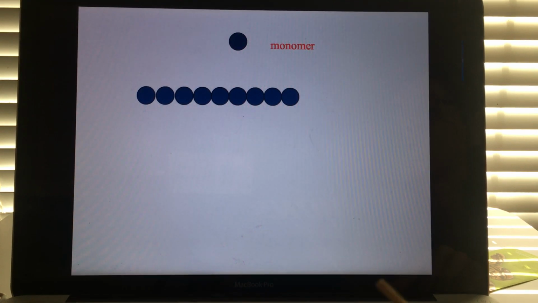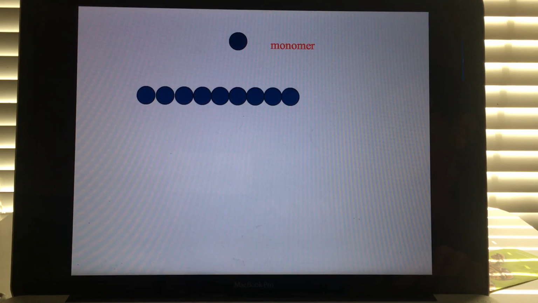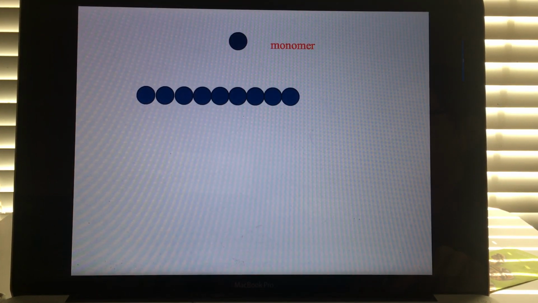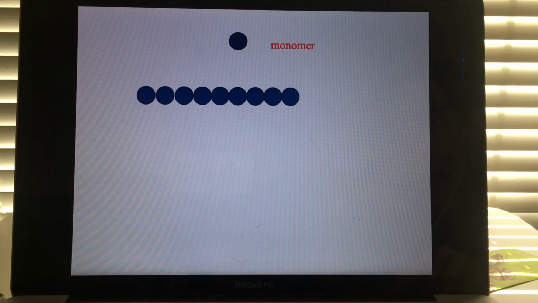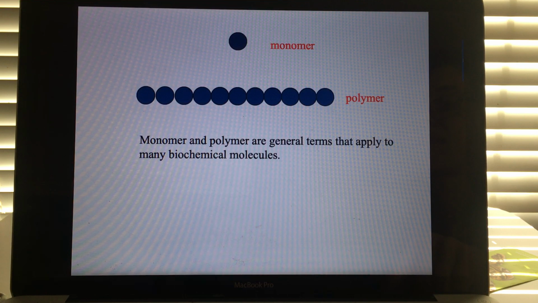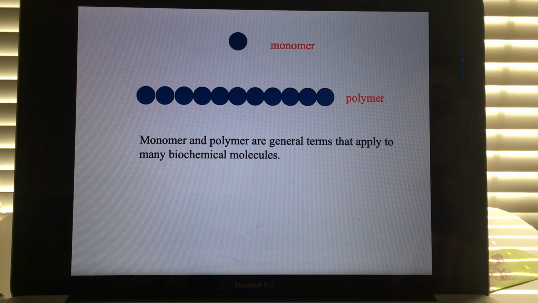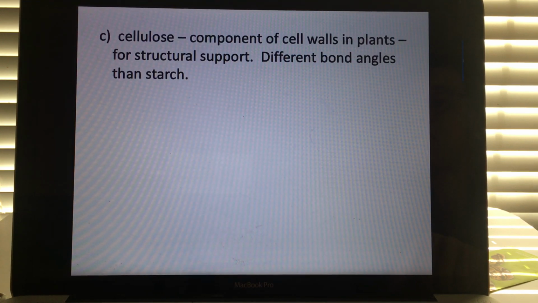And then when we say monosaccharide, disaccharide, and polysaccharide, we know we're talking about monomers, dimers, and polymers of carbohydrates specifically. And then when we name them, like glucose, and then maltose, and then starch or glycogen, then we know specifically their exact structures. So again, monomers and polymers are general terms that apply to many biochemical molecules.